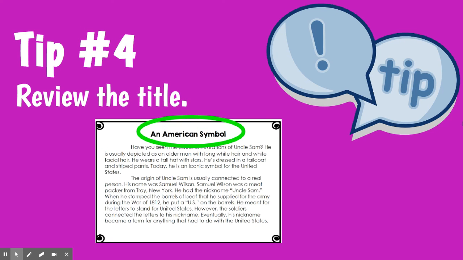Tip 4, review the title, because normally with the title, they will give indication and a clue about the main idea. So in this case, this passage says an American symbol. Now, we don't necessarily know what symbol they're going to be talking about, but we know that the main idea is going to be about that person or object being an American symbol.